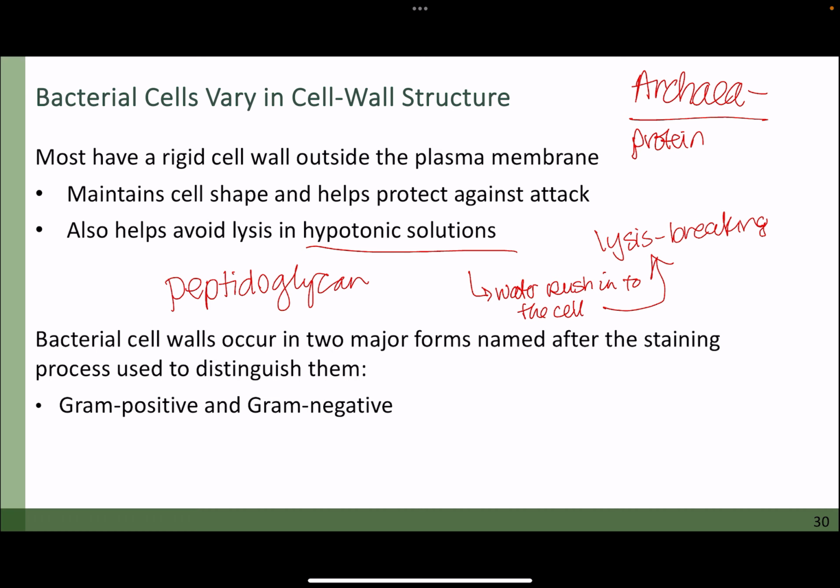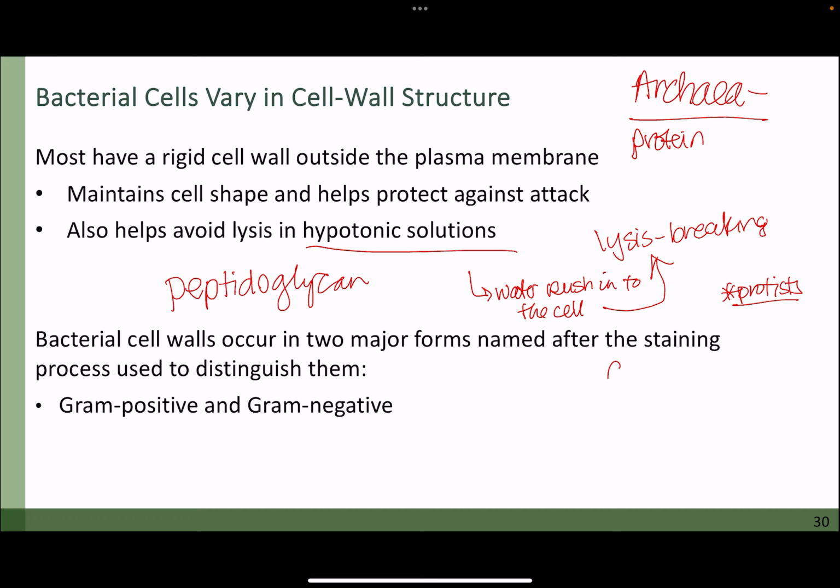This is really important for bacteria. This is also important for protists, although they have a different mechanism for dealing with this. So we have two major types of bacterial cell walls, and they are named after a staining process. In lab, we are going to do something called a gram stain, and this is a really quick way to determine one of two very broad types of bacteria. The gram stain is going to distinguish between what we call gram-positive and gram-negative bacteria. Now, this has to do with how the stain sticks to the cell wall.